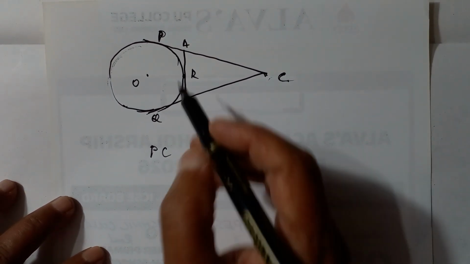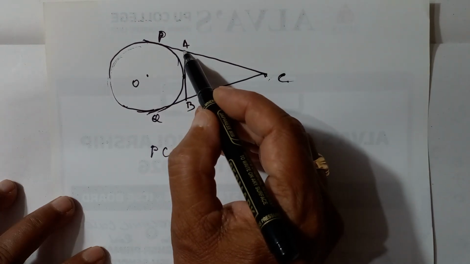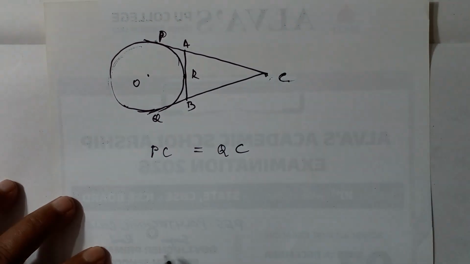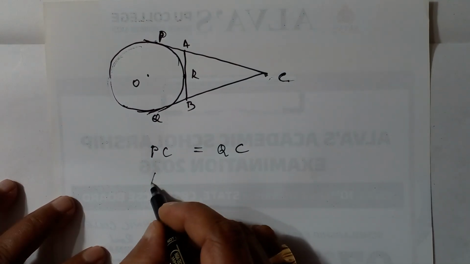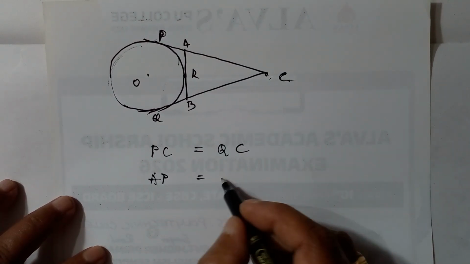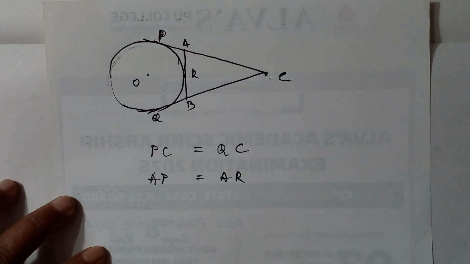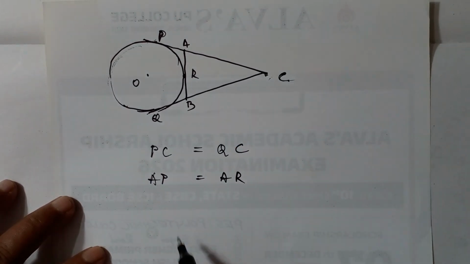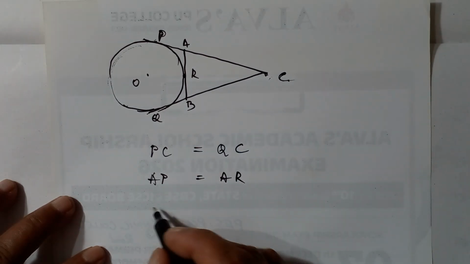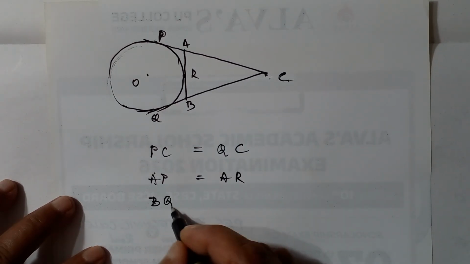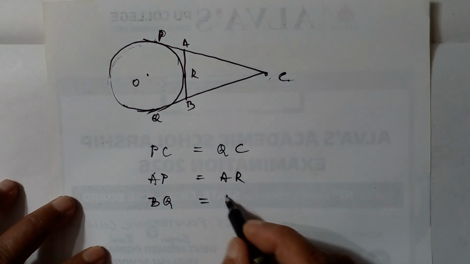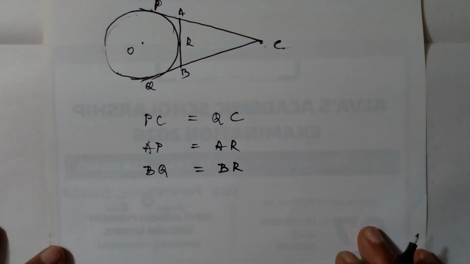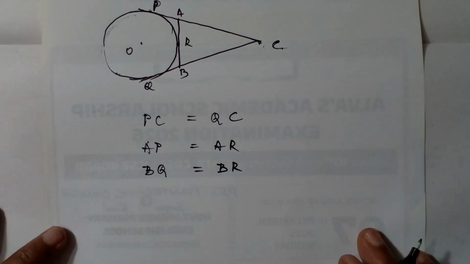After that, A is the external point to the circle. The length of AP is equal to AR. Both are tangents. On that basis, AP is equal to AR. In the same way, B is the external point with tangents, so BQ is equal to BR. These things you have to write at one side.